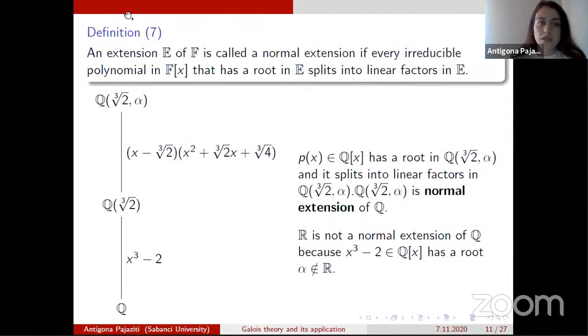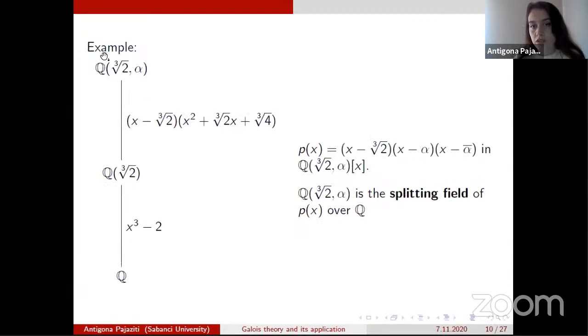Another extension that I'm going to present to you is called a normal extension. An extension E of F is called a normal extension if every irreducible polynomial in F[x] that has a root in E splits into linear factors in E. If you look at our previous example, we can see that Q adjoined with the cube root of 2 and alpha is a normal extension, for p(x) over Q. Because why? This x cubed minus 2 has a root here, and it also can be written as a product of linear factors in the same polynomial ring.